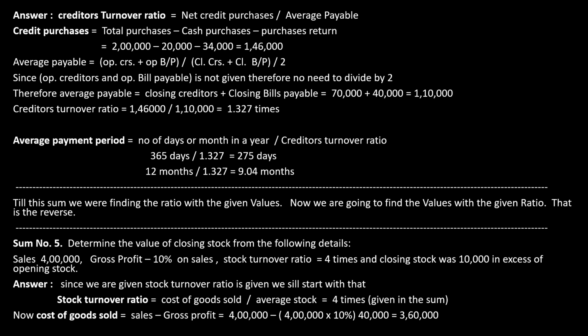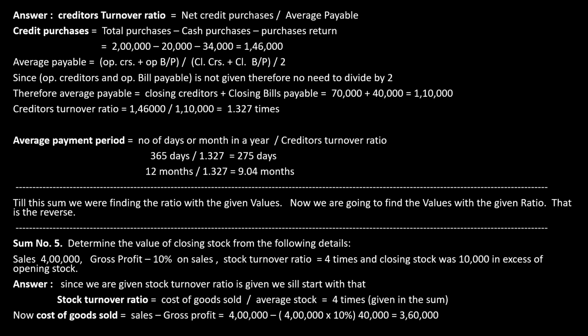Since we are given the stock turnover ratio, we'll start with the stock turnover ratio formula in times. The formula is cost of goods sold by average stock. I know the cost of goods sold because sales is 4 lakh and gross profit is 10% on sales. Out of 4 lakh, 10% will give me 40,000. So my cost of goods sold will be 3,60,000. That is divided by average stock. For average stock, I add opening stock plus closing stock and divide by 2.